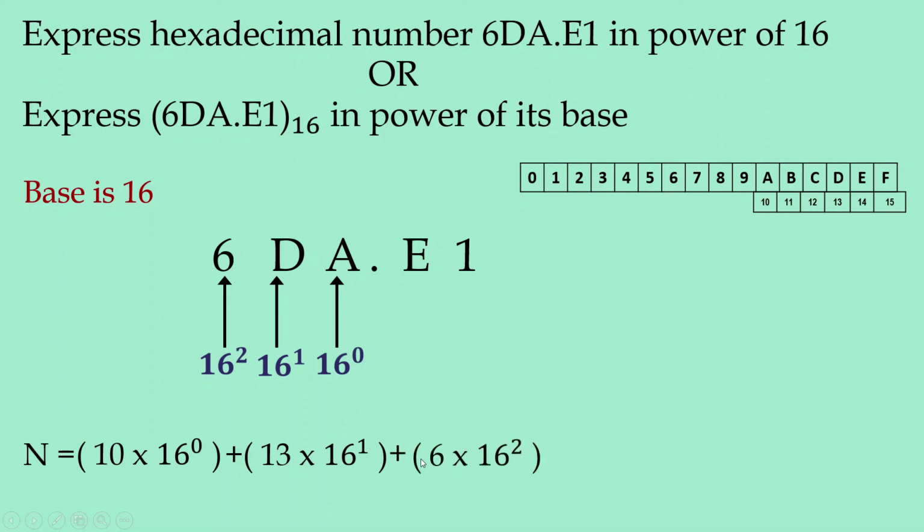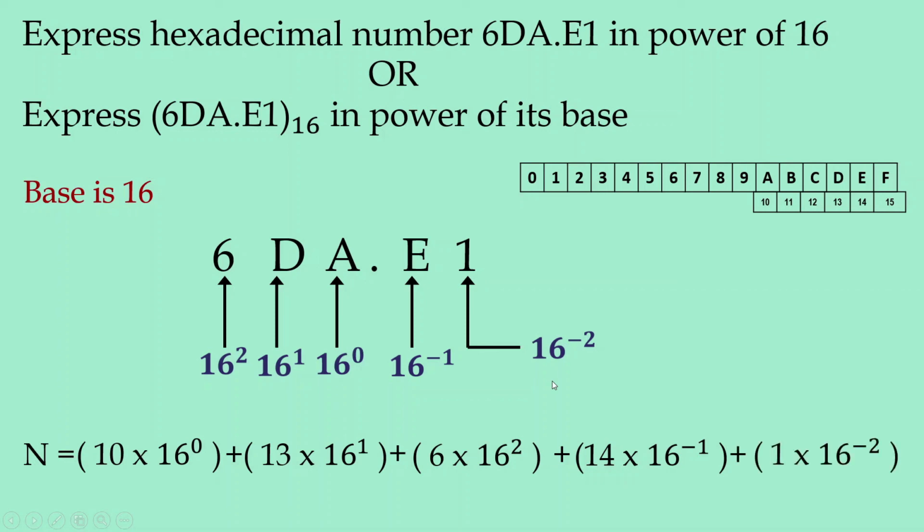Now let's move to the right hand side of the radix point. E. The weight of E will be 16 raised to minus 1. E has value 14. So we will consider 14 instead of E. So plus 14 into 16 raised to minus 1. Then weight of 1 will be 16 raised to minus 2. So we will add it with the previous one. So we will get plus 1 into 16 raised to minus 2. In this way, you express any number in power of its base.